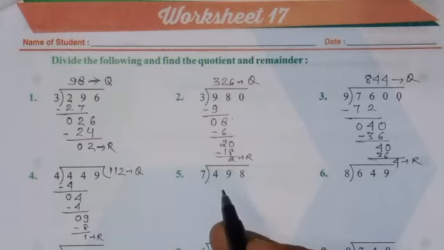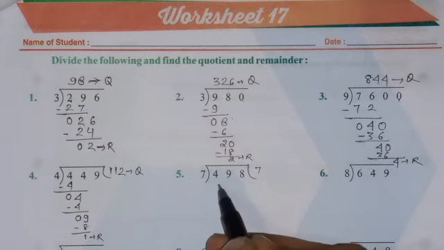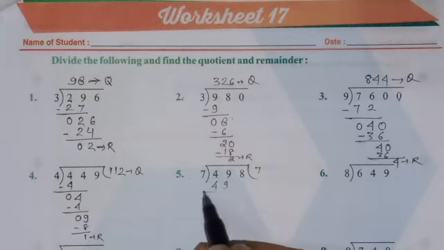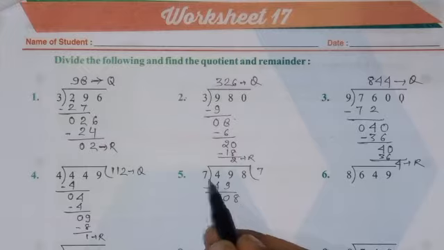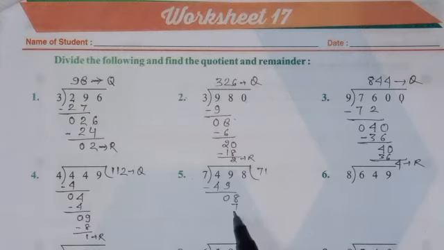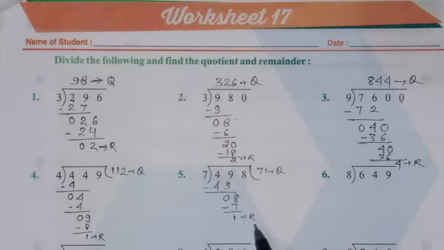So the next question, number 5. We have to divide this number by 7. So 7 7s are 49. On subtracting you will get 0. Write down the next digit 8. On dividing by 7, 7 1s are 7. On subtracting you will get 1. So this one is quotient and this one is remainder.